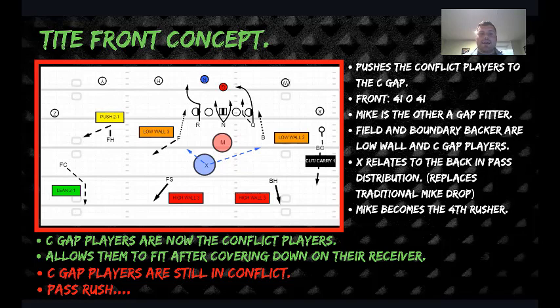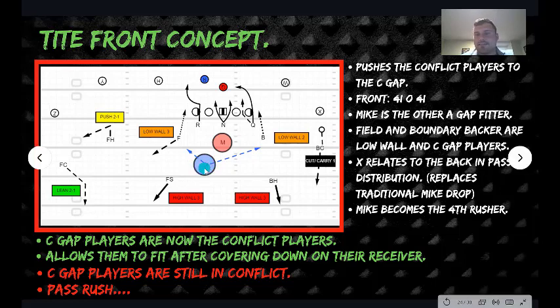That's what I mean there by the Mike is the fourth gap fitter. This gets your conflict players, what we call our field and boundary backer, in the C gap. So if they're going to be in conflict, at least they're playing the C gap in the run scheme. So now it's kind of like you have that delayed backer away from the back to both sides. They have the C gap, and they're the quarterback player if the run goes away. So if you are getting zone read, that's important. You have to have a plan again to escalate that if that becomes a problem. But that's the basic structure of the front.